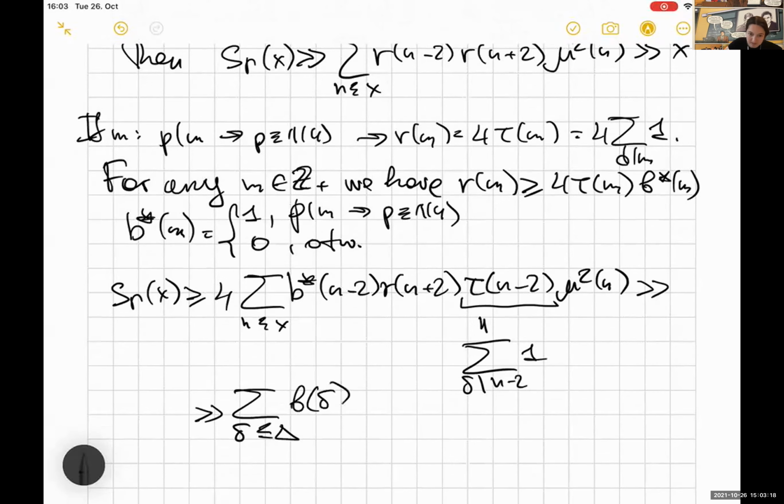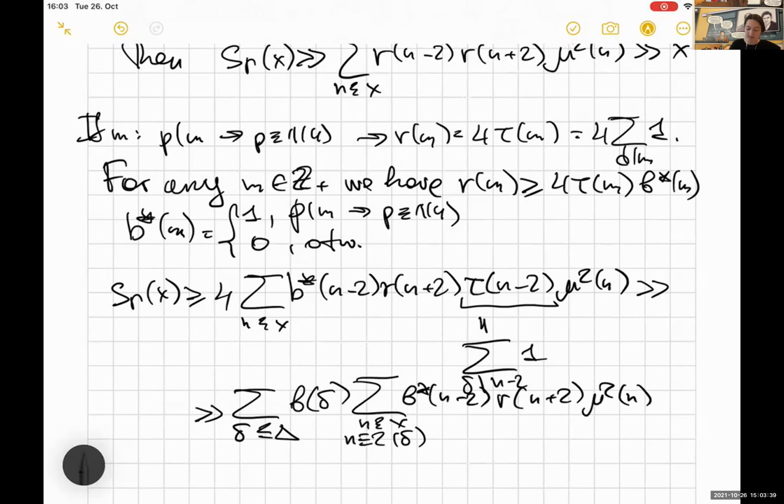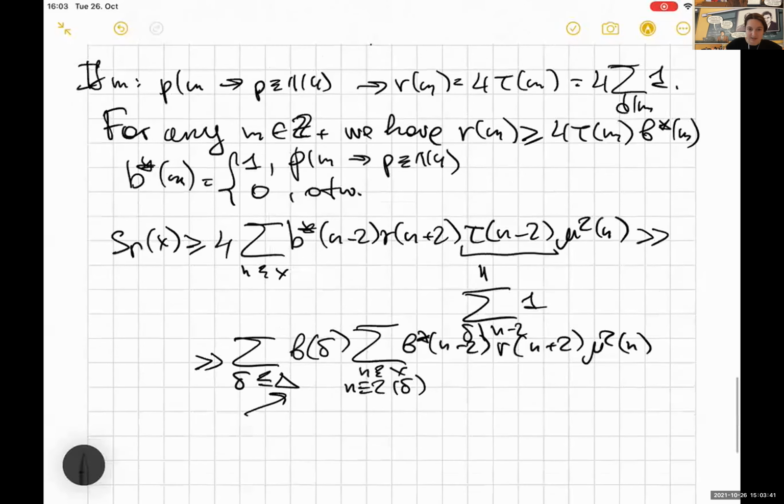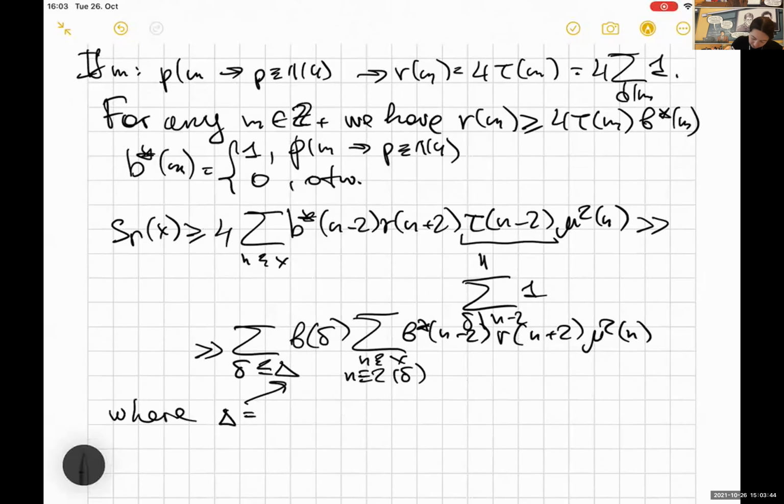There I have b of delta, and here I have the sum over n up to x, n is equal to 2 mod delta because n minus 2 was divisible by delta, over square free values of n, b star of n minus 2 times r of n plus 2 times mu square of n. So here, this parameter capital delta, which depends on x, is, let me say, x to some power, and what we need, mu, is smaller than 1 officially, but we could take it as small as we want because we are in the lower bound setting.